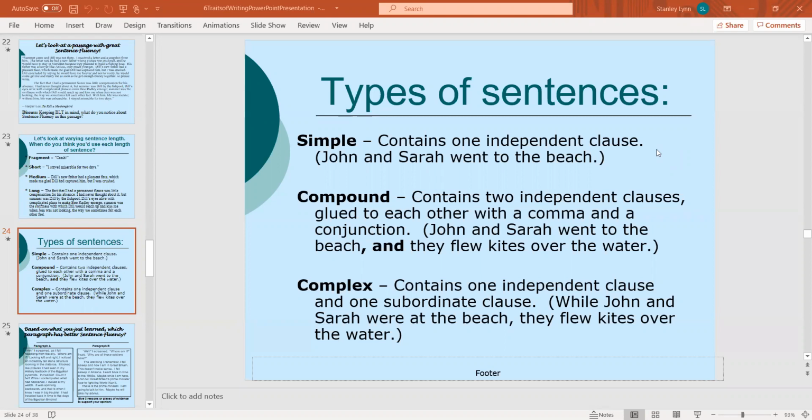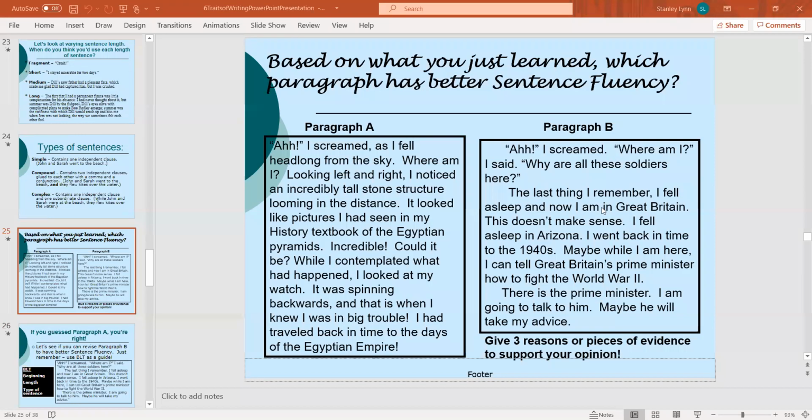You should have all three types of these sentences in your essays. Any essay, okay? Again, based on what you just learned, which paragraph has better sentence fluency? Give 3 reasons or pieces of evidence to support your opinion.